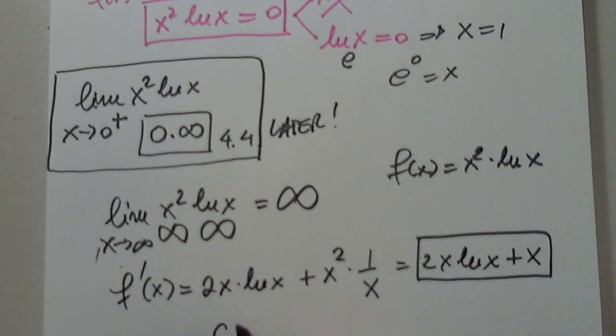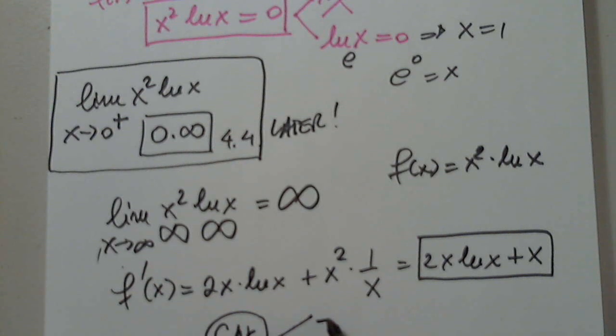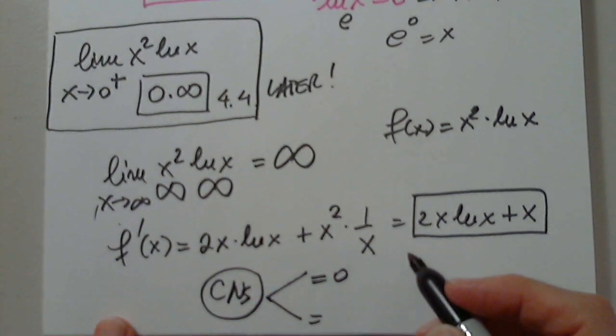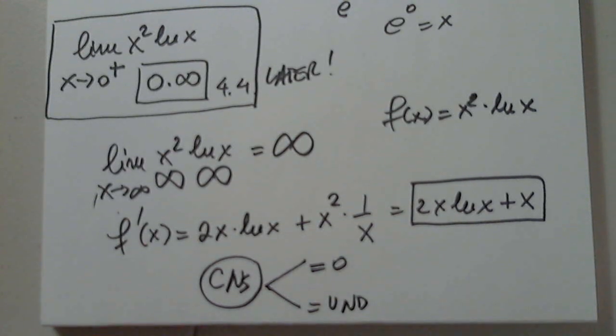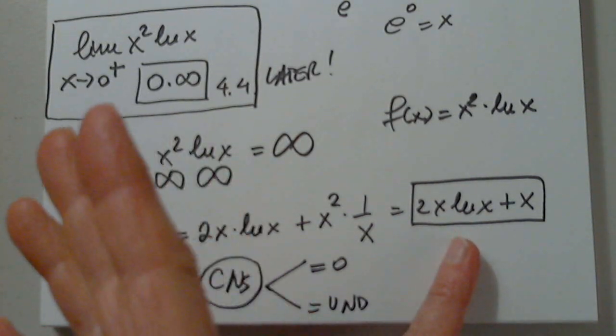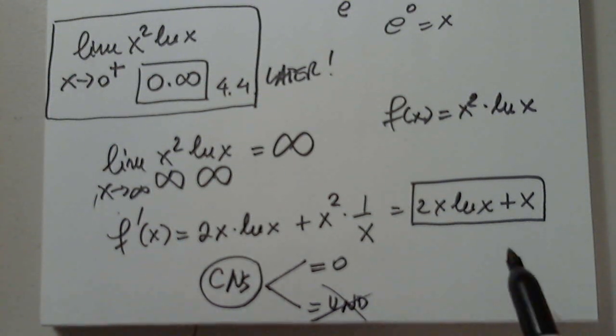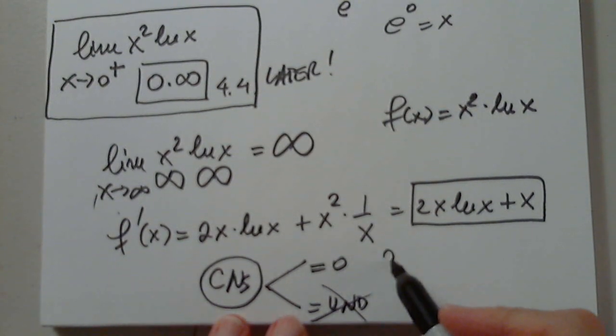Now we have to find critical numbers. Without critical numbers, I can't continue. And critical numbers, as we know, they can come from the first derivative being 0 or the first derivative being undefined. Well, this is undefined where the function is undefined. So now I have to solve this equation.